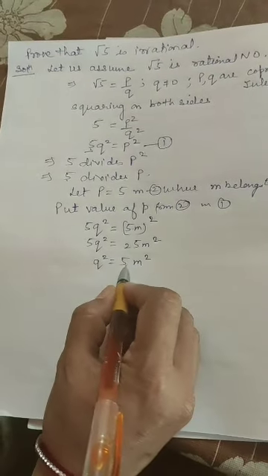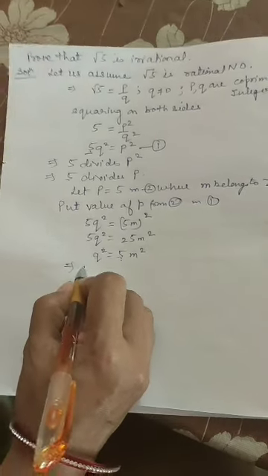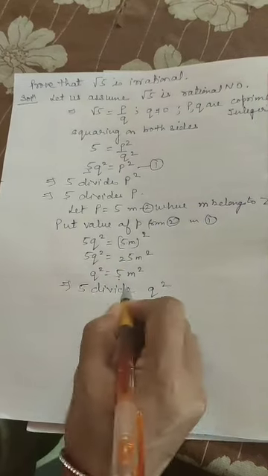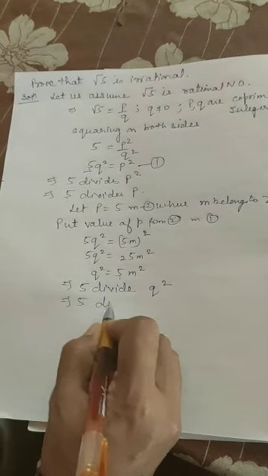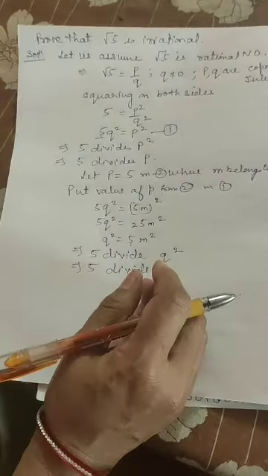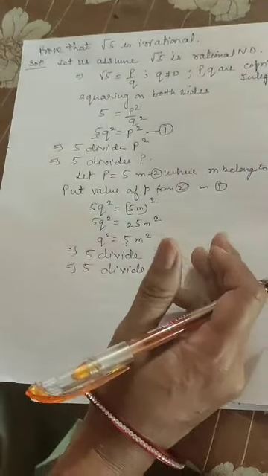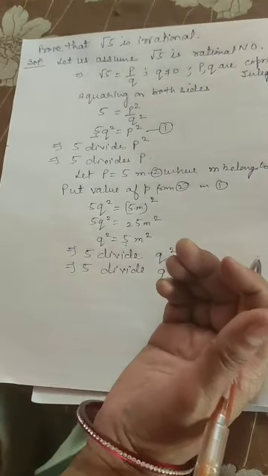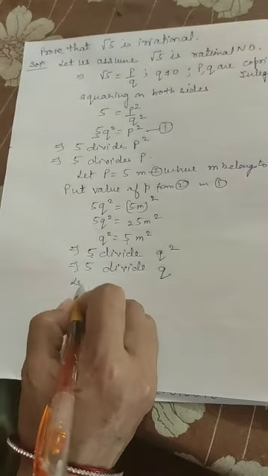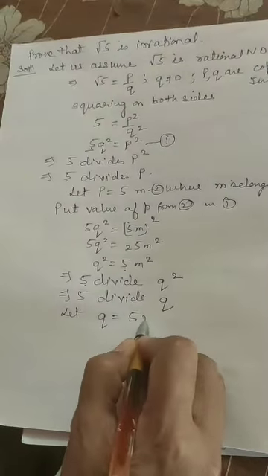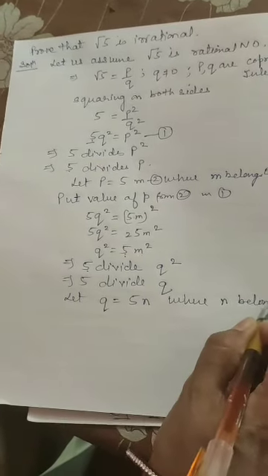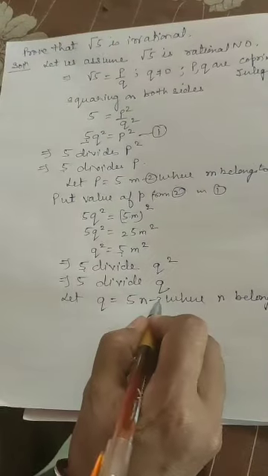Again 5 is a prime number and it divides q square. So this implies 5 divides q. The same theorem: p is a prime number, a is a positive integer, p divides a square, then p divides a. Same, 5 divides q square, so 5 divides q. So let q equal 5n, where n belongs to integers. Let it be equation 3.